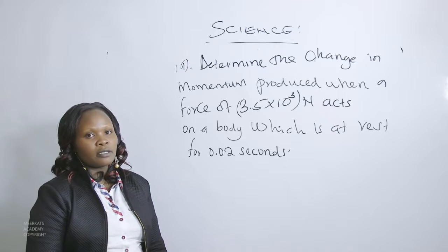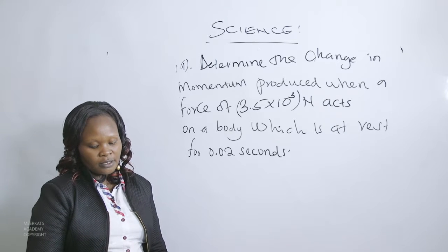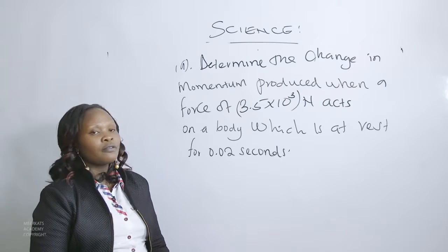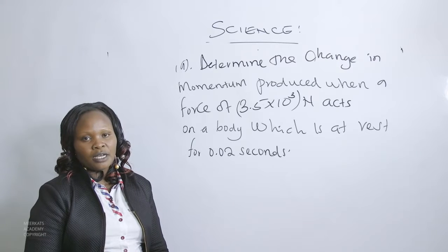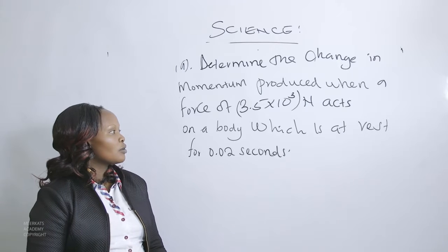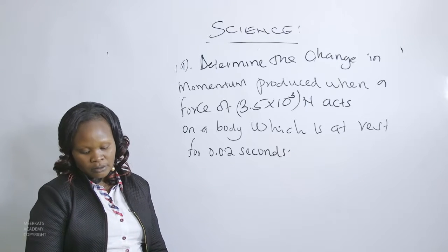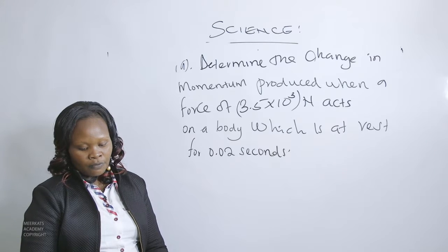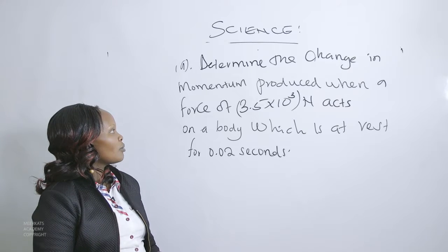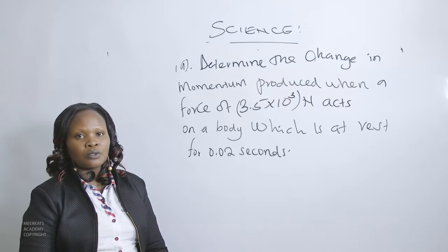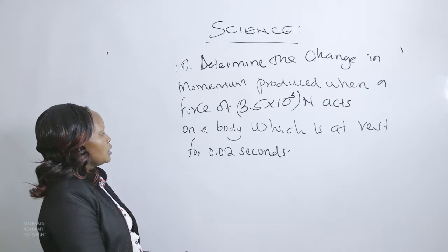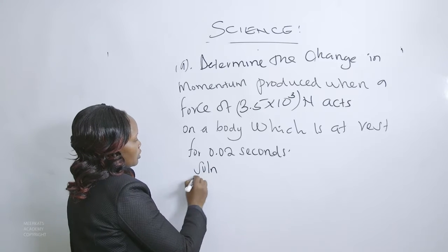Let us look at our first example. The question reads: determine the change in momentum produced when a force of 3.5 times 10 to the power 3 newtons acts on a body which is at rest for 0.02 seconds.